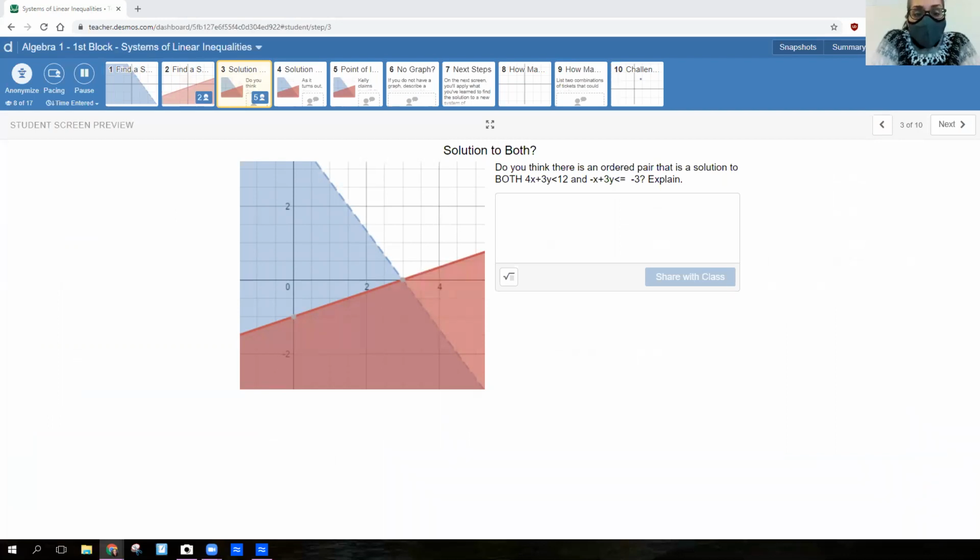Now, this one has both the lines on the graph. This is called a system of inequalities. The other ones that we were looking at were just called inequalities, but this is now a system because you have more than one graph. You've got the blue and the red on one coordinate axis. So do you think there is an ordered pair? Do you think there's a point that would be a solution to both? And say yes or no, and then also tell me why you think that.